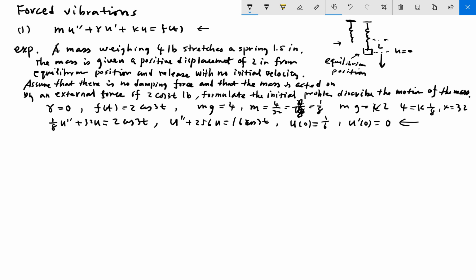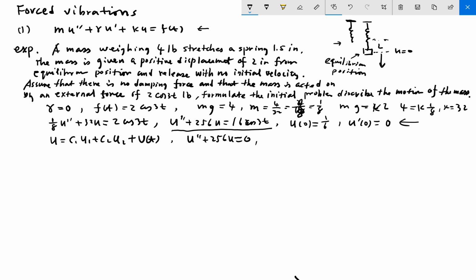Next, we need to solve this initial value problem. This equation is a linear non-homogeneous equation. Remember, what we need to do is what? The general solution will be like this: C1 u1 plus C2 u2 plus capital U sub t. Now, let's find u1, u2 first. u1, u2 are solutions of the corresponding homogeneous equation.